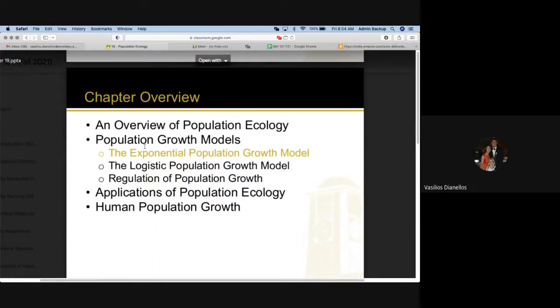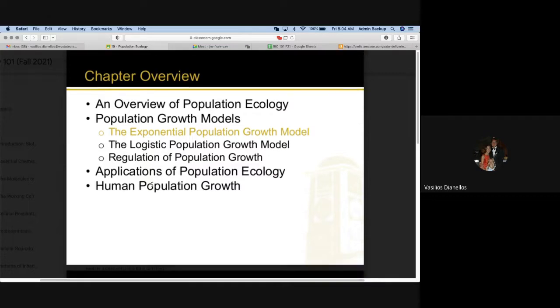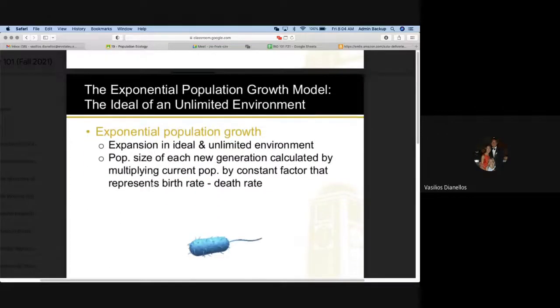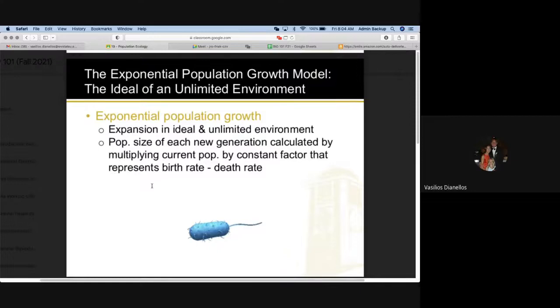The first one we're going to talk about is the exponential population growth model. Before I get into these different growth models, you're going to need to know the difference between these two. For the exam, most likely, I'll paint a picture, describe a scenario, and you need to recognize it as either an exponential population growth model or a logistic population growth model. So here we go. Exponential population growth is an expansion in the population in an ideal and unlimited environment.